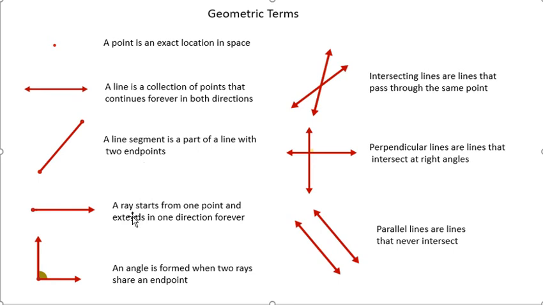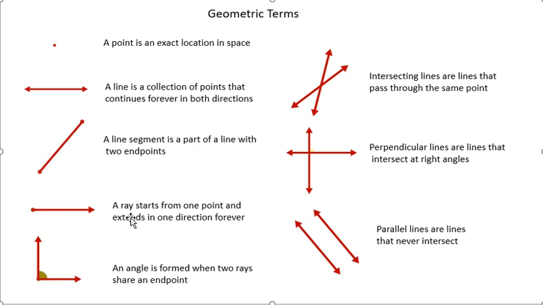Now, what is a ray? A ray starts from one point and extends in one direction forever. You can see this is the starting point of a ray, and it is going on and on in this opposite direction. So this is called a ray. You can see the example of a torch. It is an example of a ray only.